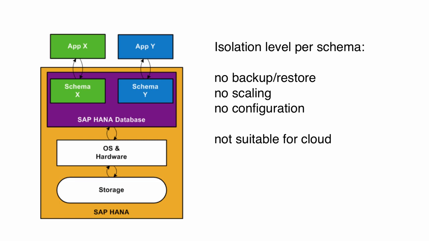You cannot scale the schemas independently when using multiple hosts or a distributed system. You cannot set any configuration parameter to enable or disable features. You cannot set password policies independently, and so on. In cloud scenarios, you cannot host App X for company A and App Y for company B as schemas in a single database. No way. You can, however, do this with tenant databases.